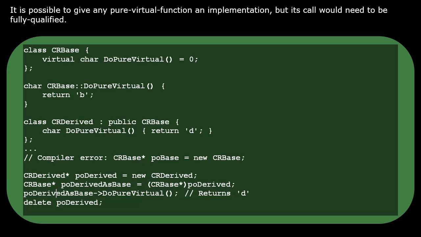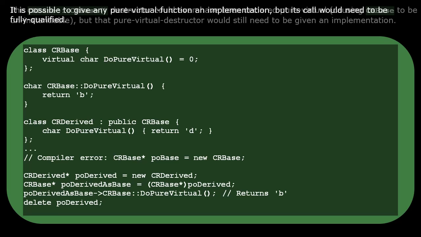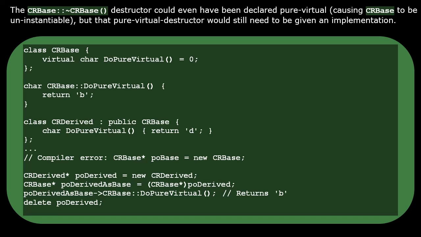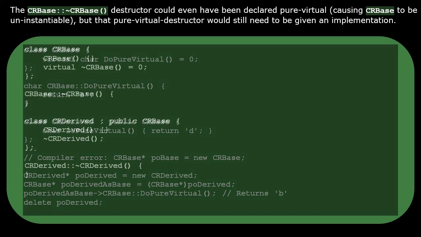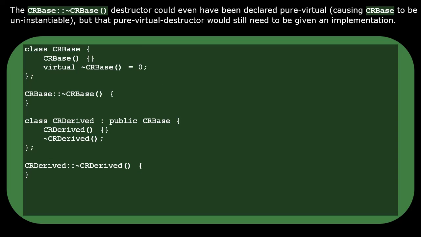In order to call it, you would need to use this ugly, fully qualified function call. Usually, the only time you'd see that capability being used in C++ code is with destructors. A destructor could be pure virtual, but all destructors are always required to have some implementation, even though that implementation might just do nothing.